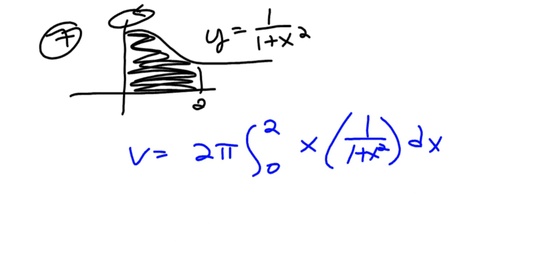All right, doing another one. I have number 7. So again, we're rotating around the y-axis. So that means my height is this here between these two functions. My f of x and then my g of x would be 0. They gave us that we wanted to stop the region at 2. So I know my bounds are from 0 to 2.